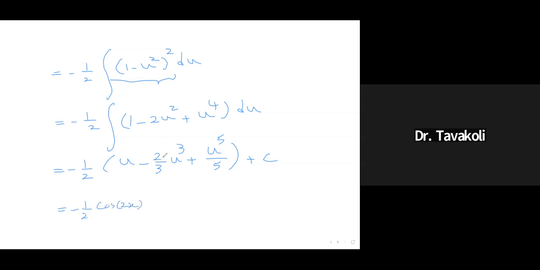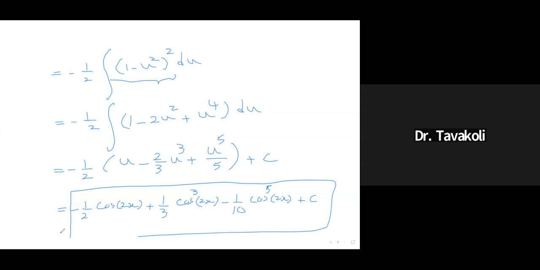Minus 1/2 times minus 2/3. Minus times minus is plus. 1, 2 on the top, 1, 2 at the bottom, they cancel out. So I get 1/3 as the coefficient. u cubed, and u is cosine of 2x, so cosine cubed of 2x. Minus 1/2 times 1/5 gives me minus 1/10, and cosine to the 5 of 2x. And plus c. So that's the final answer to this example.